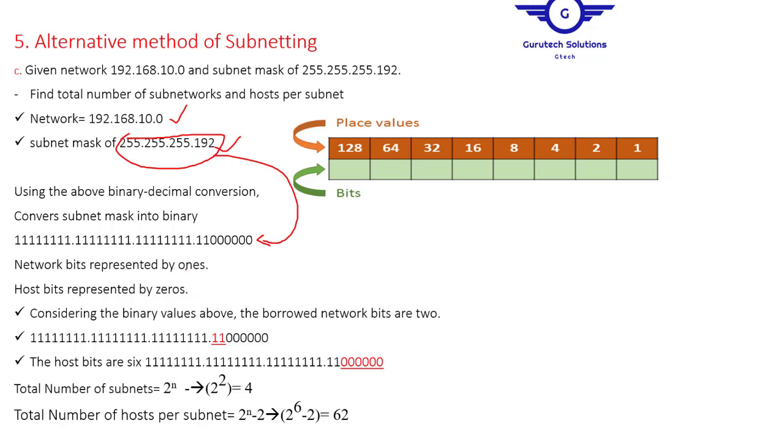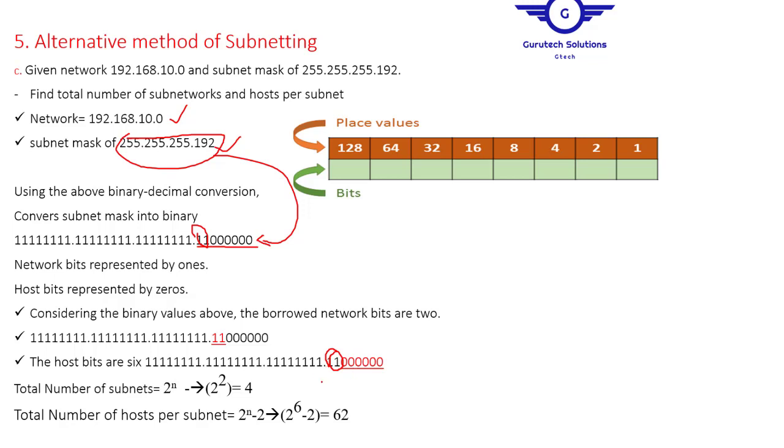Now, network bits are represented by 1s, host bits are represented by 0s. So considering the binary values above, the borrowed network bits are 2. For a normal class C address, all of this should be 0, but because we have 1 1 here, the two 1s are borrowed. So we just have to calculate the number of subnets. How do we calculate the number of subnets? We just say 2 raised to the power n, and you get the number of subnets.